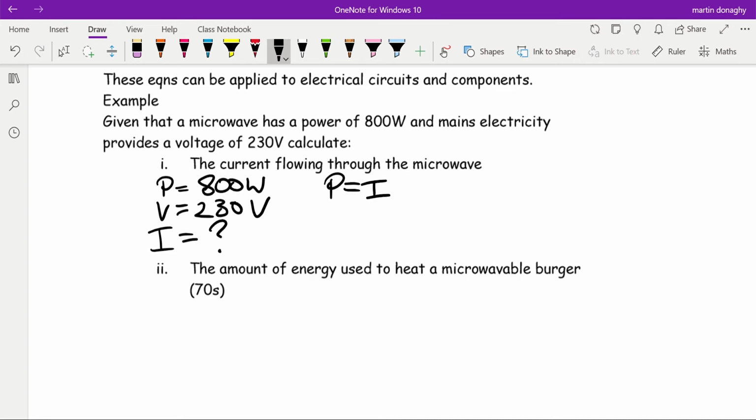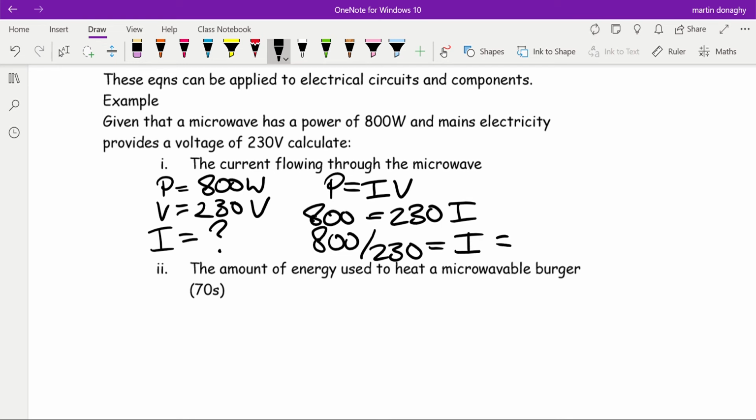It is P equals IV. Put in your values: 800 equals 230 times I. I divide both sides by 230, and if we type that into our calculator, it gives us that the current is 3.48, and it's current, so it's measured in amps.